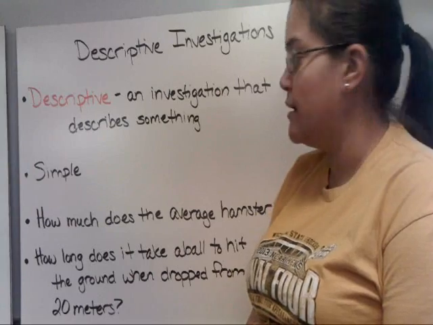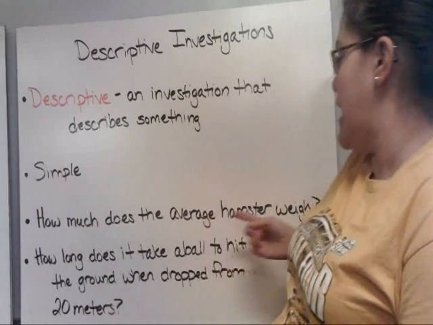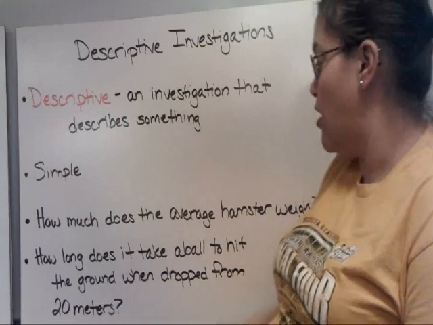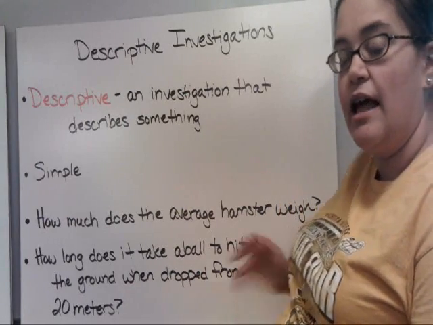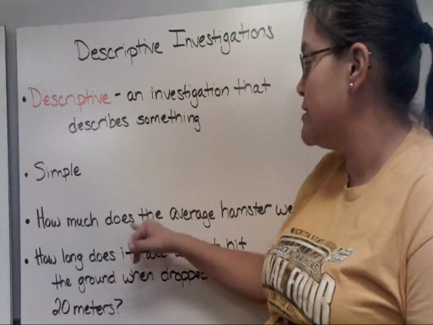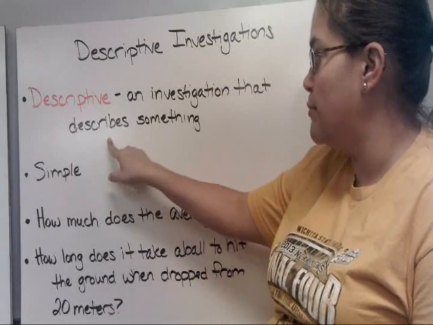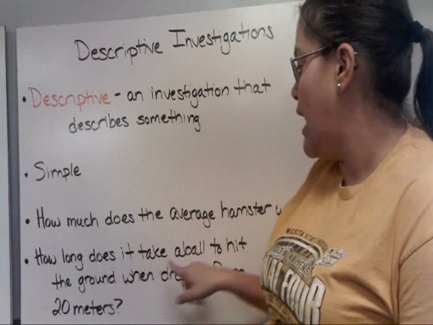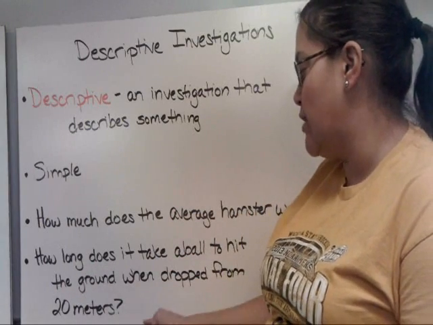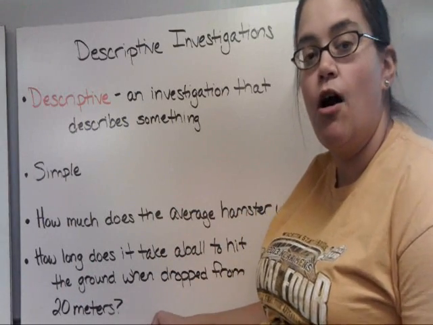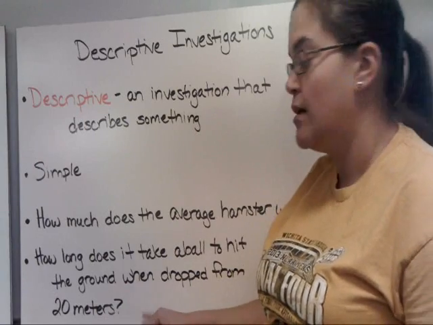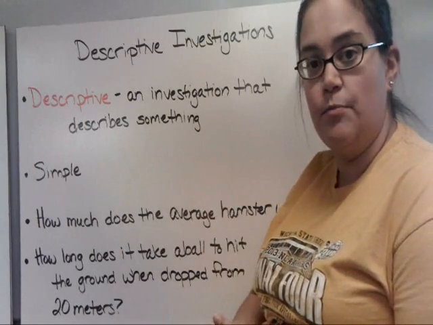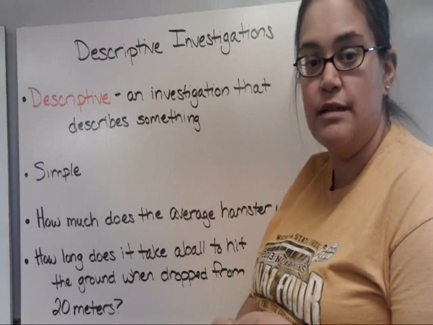They're very basic. For example, how much does the average hamster weigh? There's no experimenting, there's no testing. All you have to do is weigh the hamster and find out how much they weigh. So this investigation will describe the average weight of hamsters. Also, how long does it take a ball to hit the ground when dropped from 20 meters? All you're doing is measuring the time. So this would be a descriptive investigation. They're very simple, and they just describe something that happens.